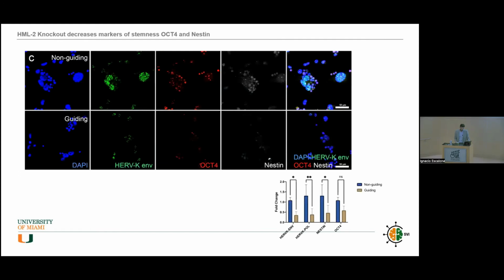And then we can also use RNAscope to visualize the RNA transcripts. Once again, if you take the CRISPR plasmid and infect these cells, you can see the HERV-K transcripts drop down. OCT4, which is a stem cell marker, drops down. Nestin also drops. So this is proof that you can visualize disruption of these stem cell transcription factors with HERV-K disruption. And here at the bottom, we validated that with qPCR.